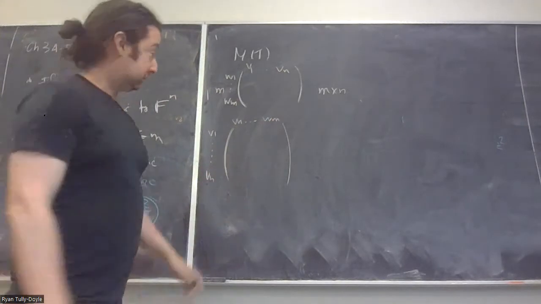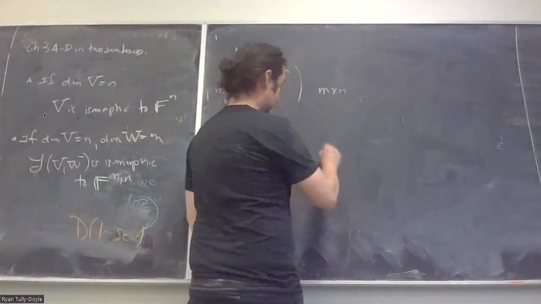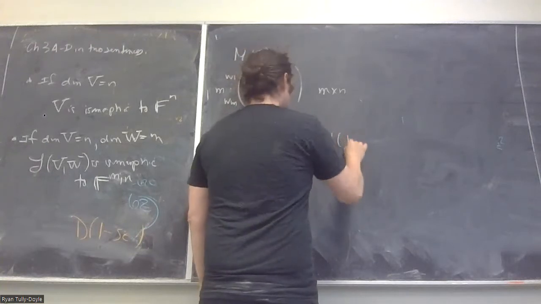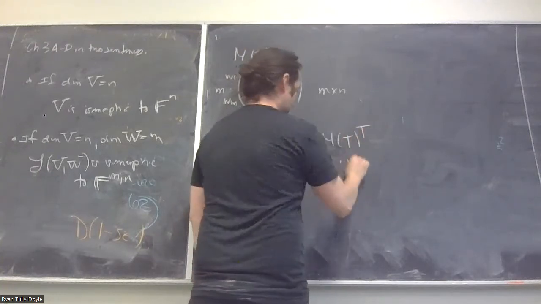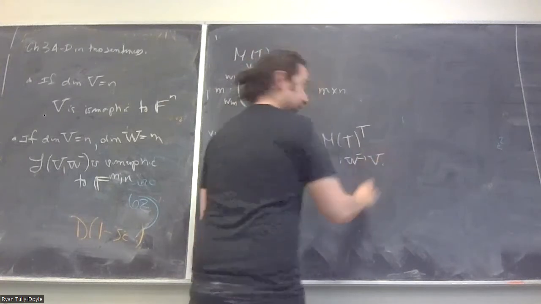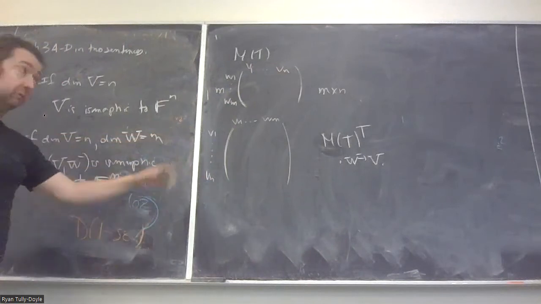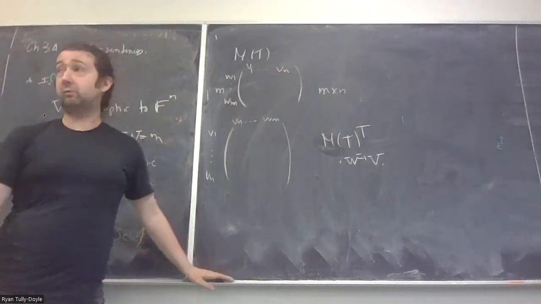Yeah, so that's a deep question. You can imagine the matrix of T transpose goes from W to V. This is a really useful fact that shows up later on. I don't know where we'll get to transposes, maybe when we talk about orthogonal projections.